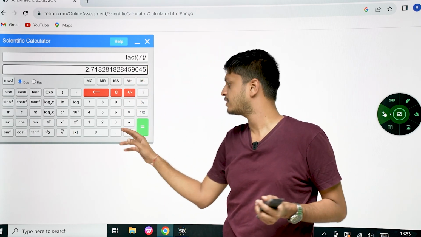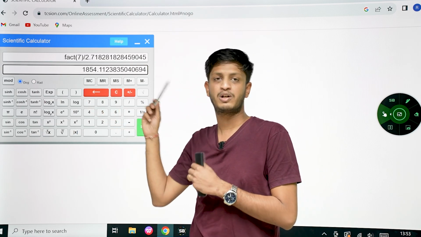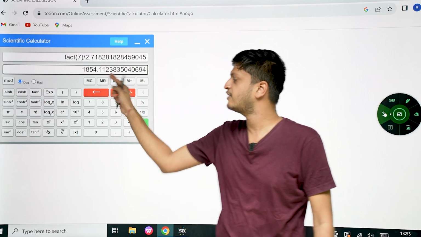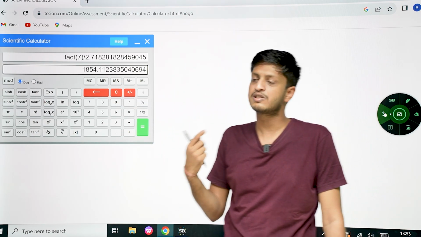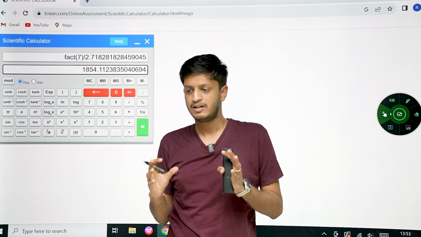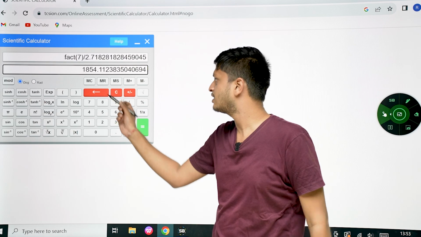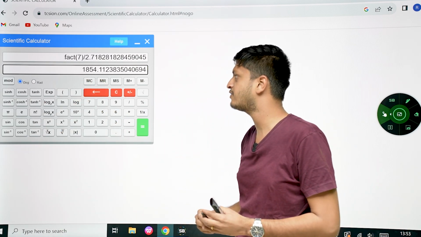e is 2.71, okay. So you're getting 1854.112. Then definitely the subfactorial of 7 is 1854. Okay, it is approximately equal to that. Generally they won't ask you, even if this question comes, the range of the numbers will be far away. So you can always select 1854. And actually the subfactorial of 7 will be 1854.